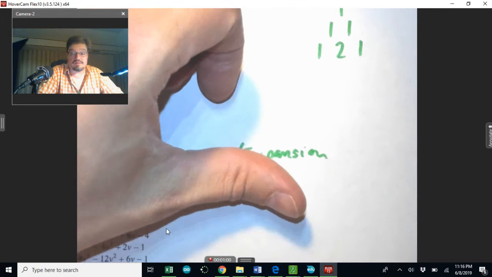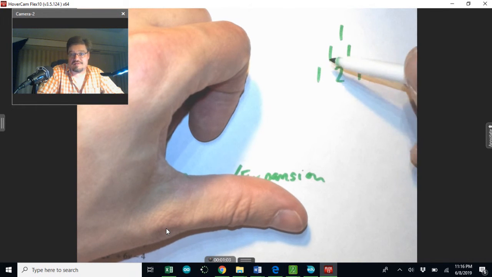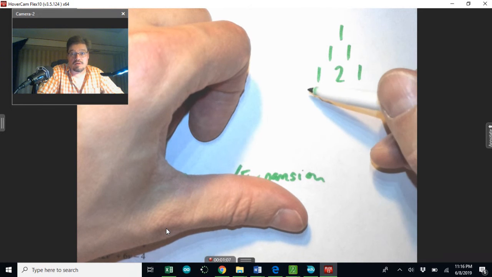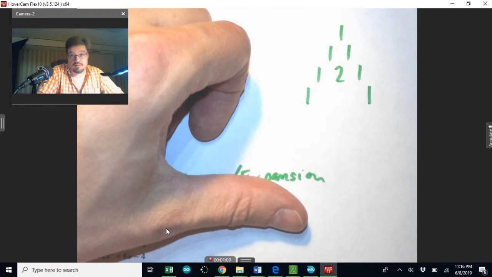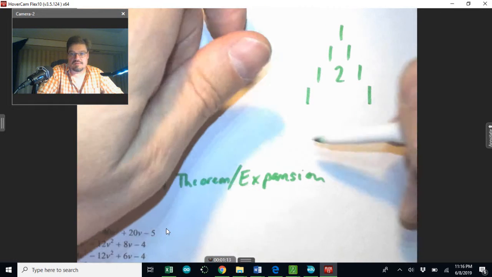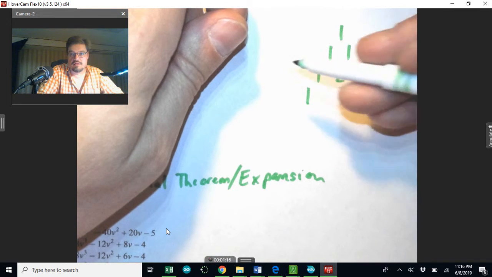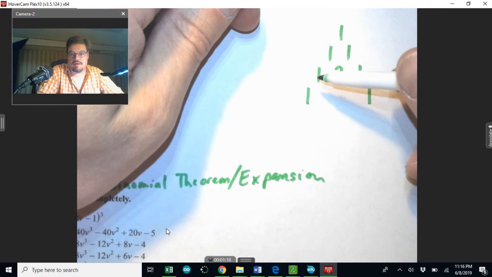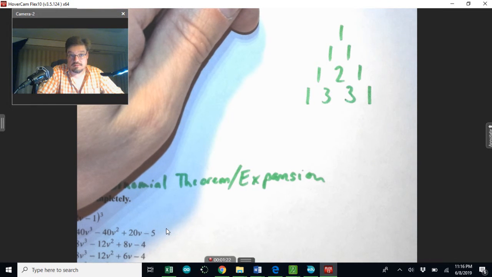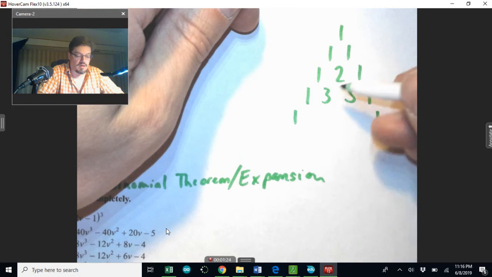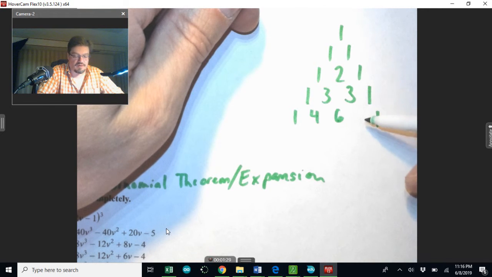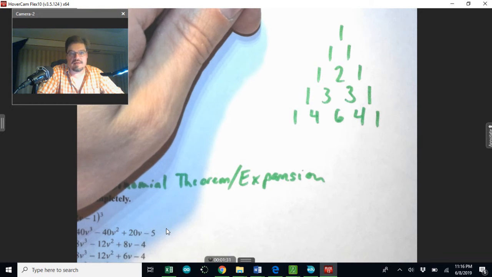The numbers above add up to the number below. So you will always have 1 and 1 here. In fact, you could look at it as just a bunch of zeros on the outside of this thing. So 1 plus 2 is 3. 2 plus 1 is 3. Next line: 1, 1. 1 plus 3 is 4. 3 plus 3 is 6. 3 plus 1 is 4. And you could keep going.